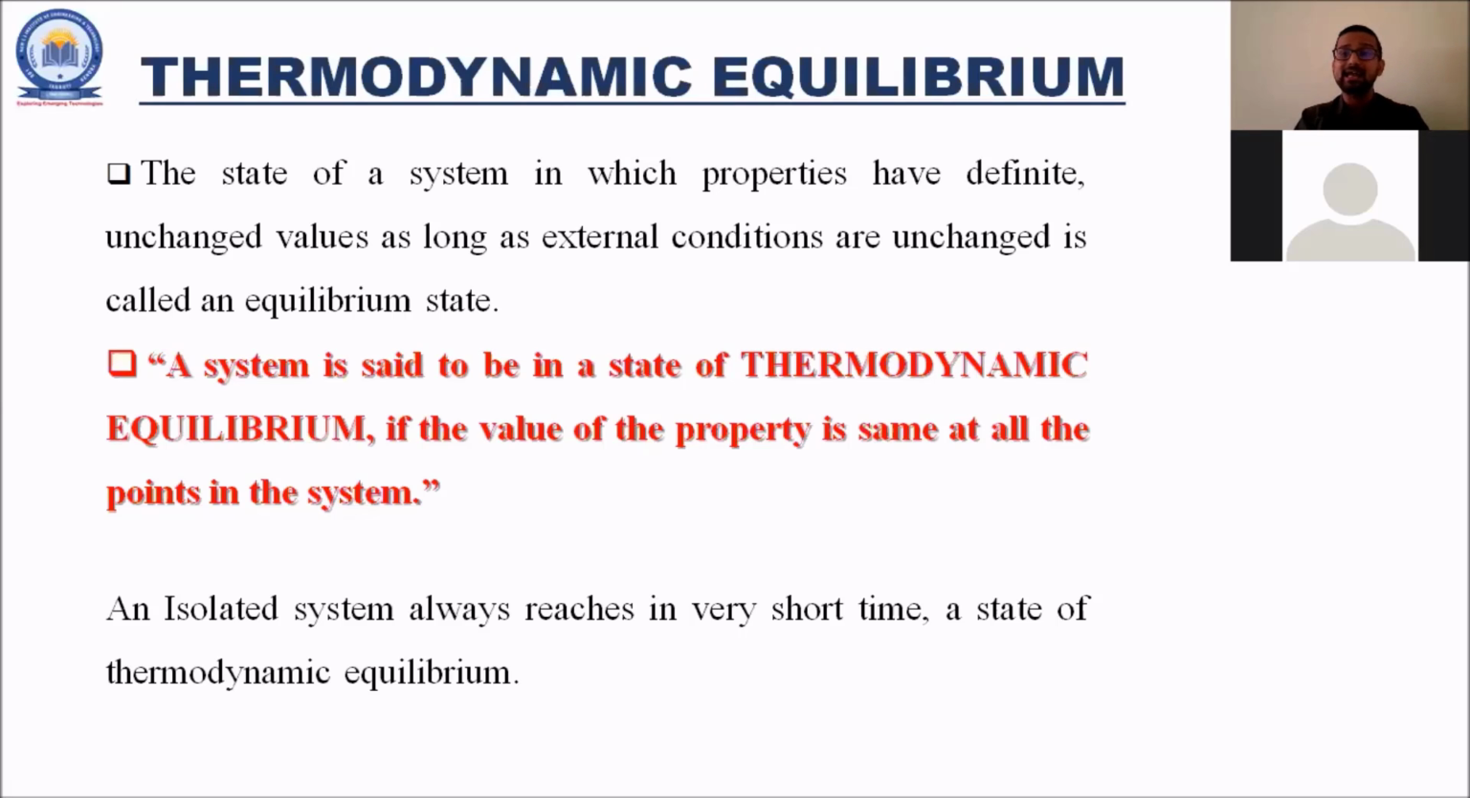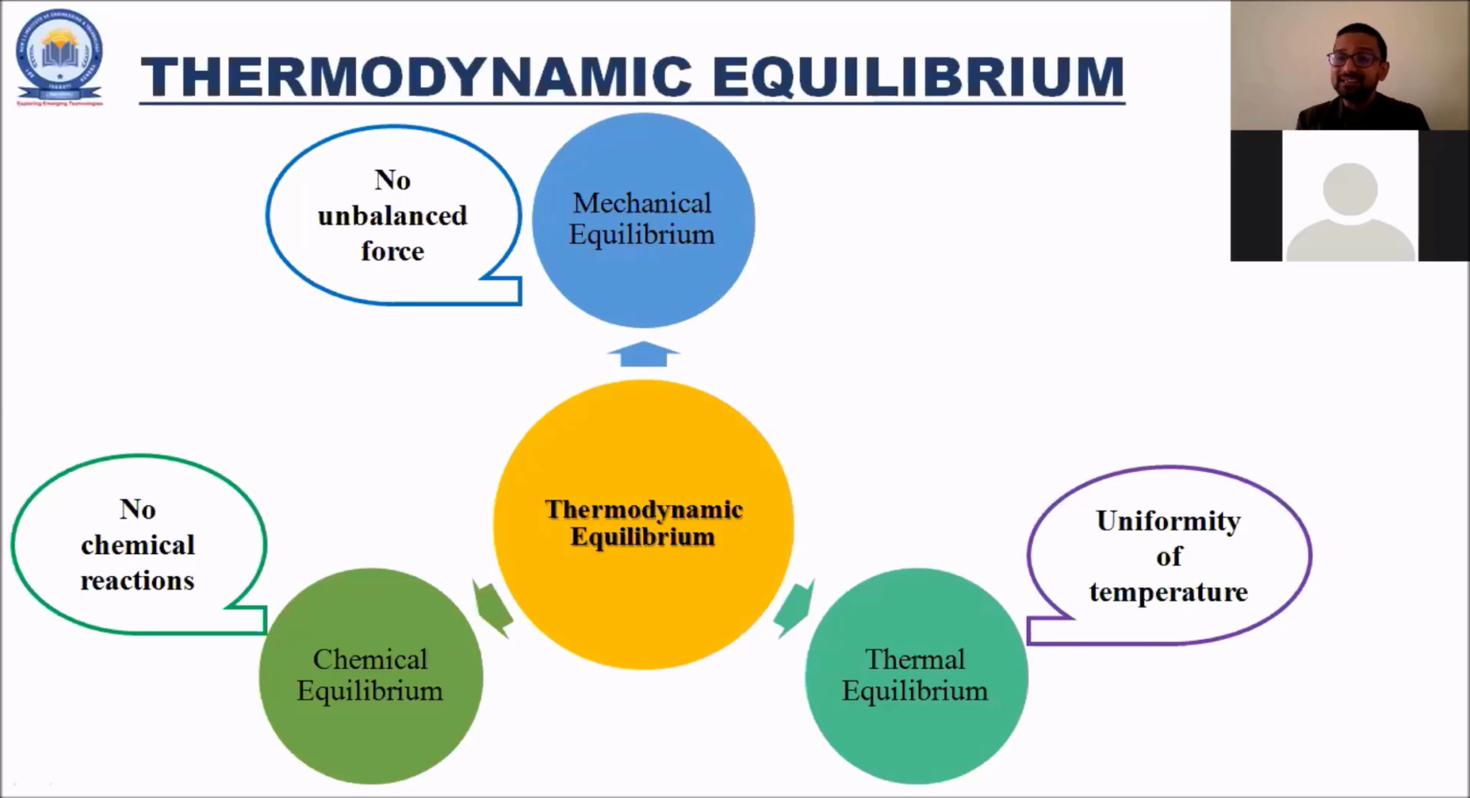Dear friends, if we consider an isolated system, it reaches a state of thermodynamic equilibrium in a very short time. Because you are well aware that in an isolated system, there is no mass transfer and no energy transfer between the system and the surroundings. So an isolated system can easily attain the state of thermodynamic equilibrium. Proceeding further, if a system wants to attain thermodynamic equilibrium, then compulsorily that system must have these three types of equilibrium: mechanical equilibrium, chemical equilibrium, and thermal equilibrium.